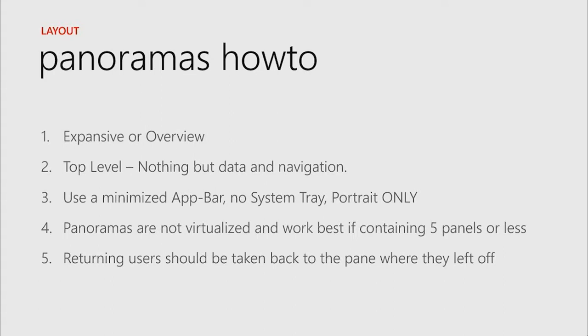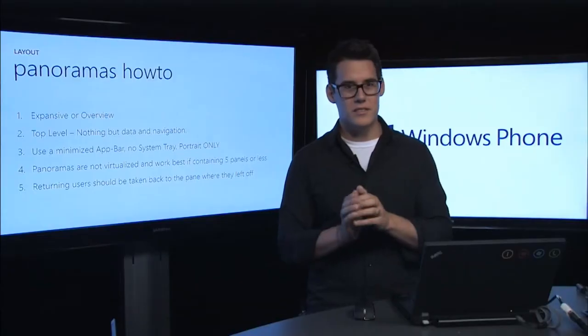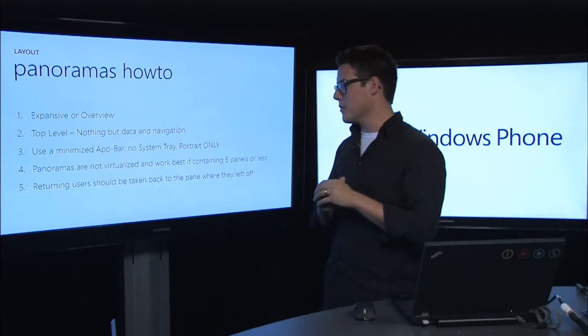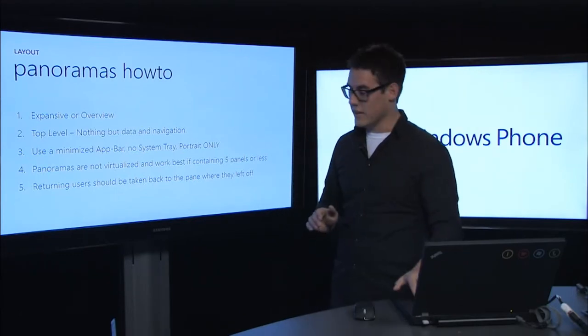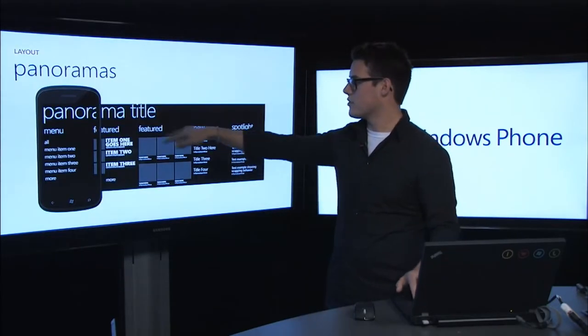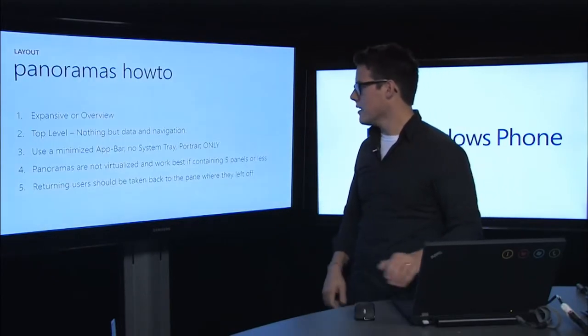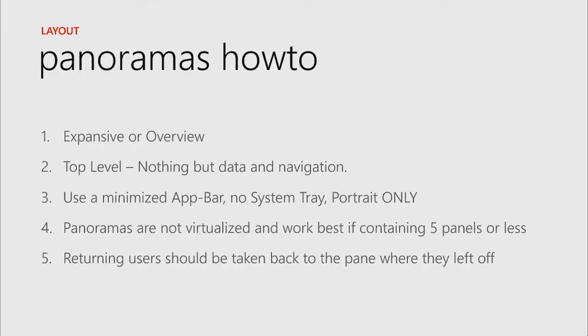Next, number 3, use a minimized app bar. No system tray. You can use a system tray; we started using one in Office on Windows Phone 8. Also, portrait only. Portrait only is an absolute must. Panoramas don't really work when it goes into landscape mode. They need to be in the vertical portrait mode that you'll notice right here. Panoramas are not virtualized and work best if containing 5 panels or less.